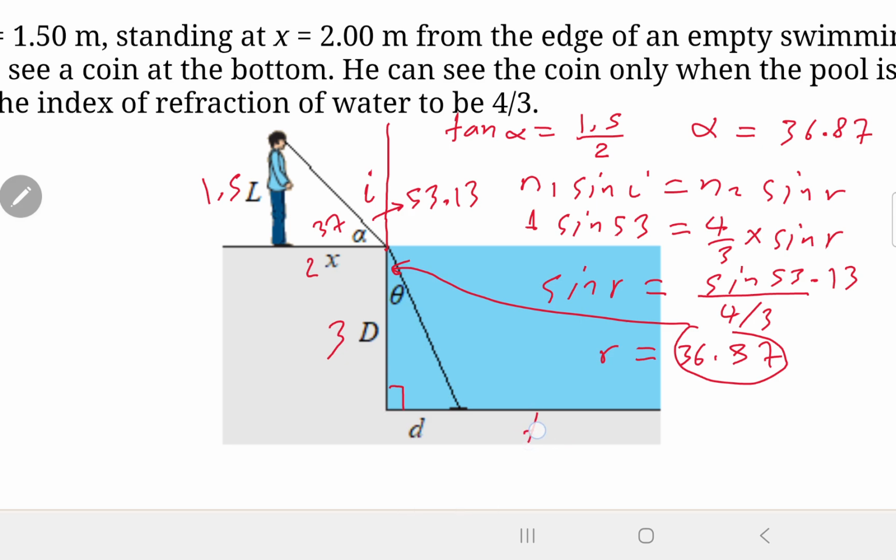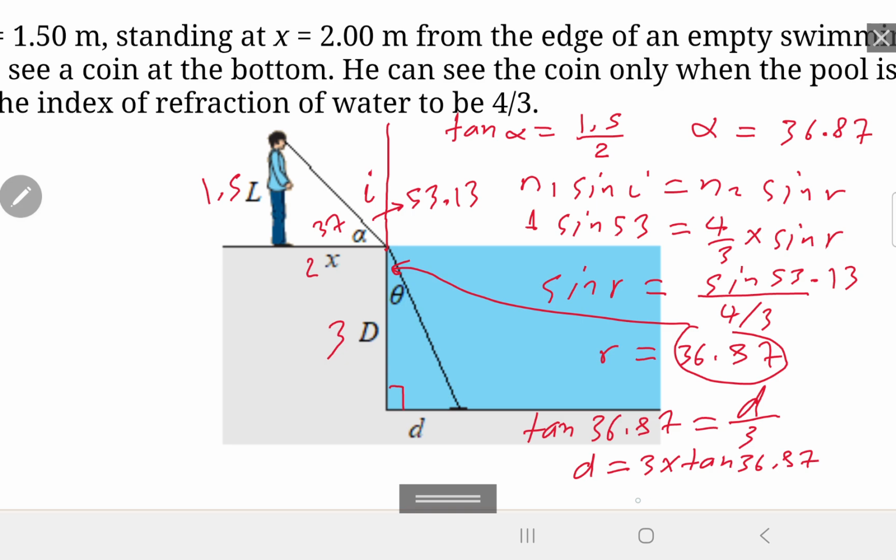So you can do tan 36.87 equal to opposite, which is d, divided by adjacent, which is 3. Cross multiply: 3 times tan 36.87. So you get 2.25, and that is the answer.